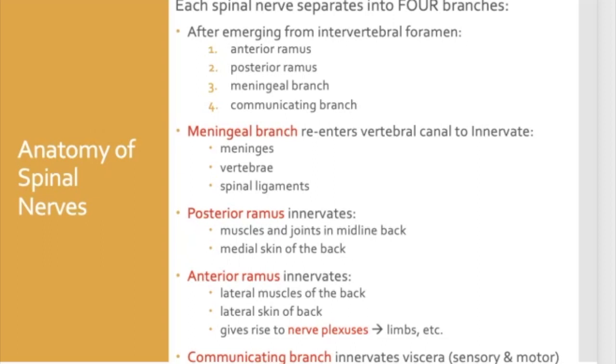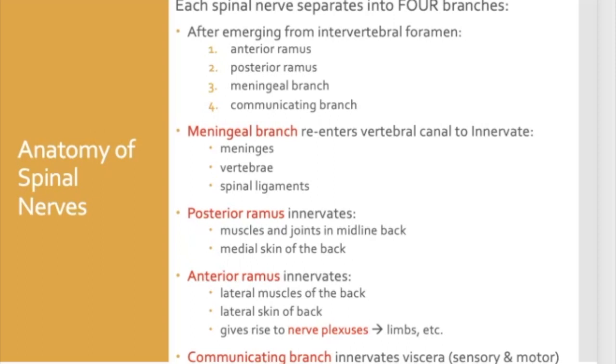And we talked about these four primary branches. The anterior branch, or ramus as it's called, the posterior ramus, the meningeal branch, and the communicating branch. That meningeal branch is going to turn right around and re-enter the vertebral canal so they can innervate things around the spinal cord, including the meninges, the vertebrae themselves, and spinal ligaments.